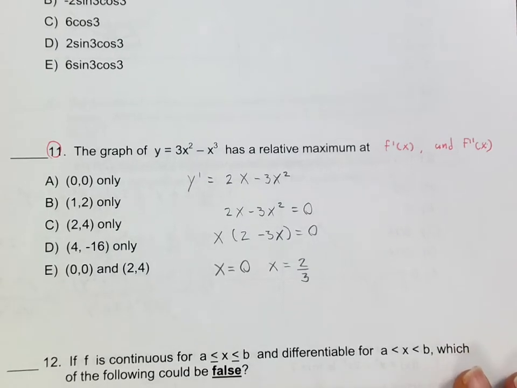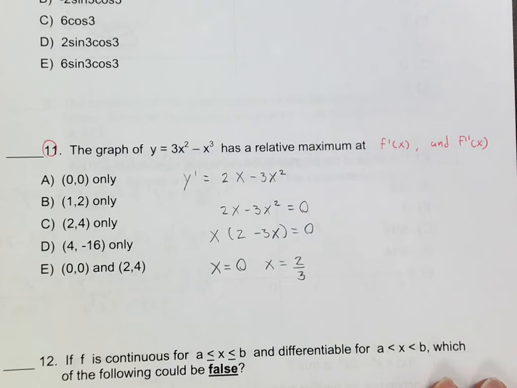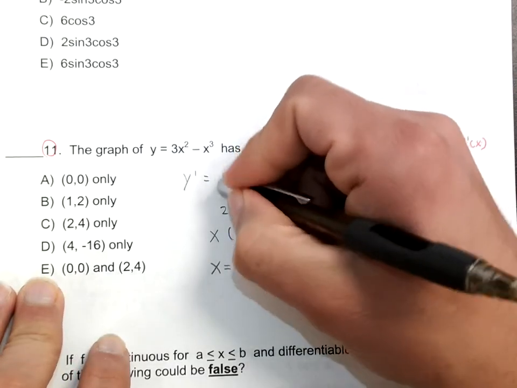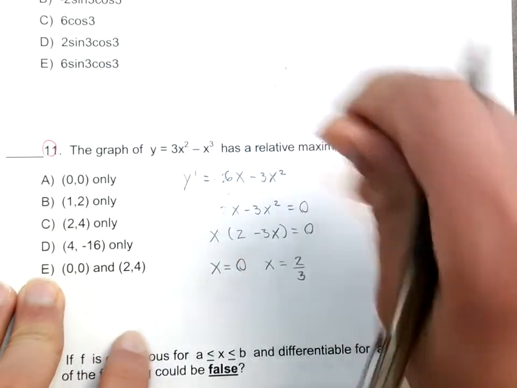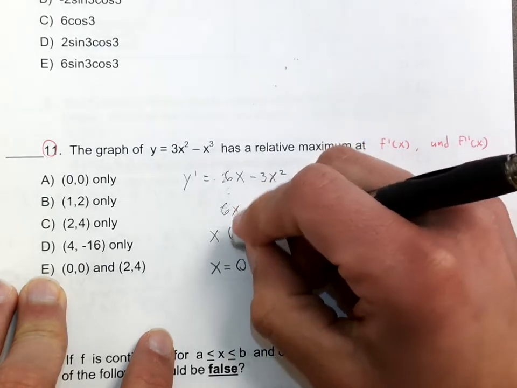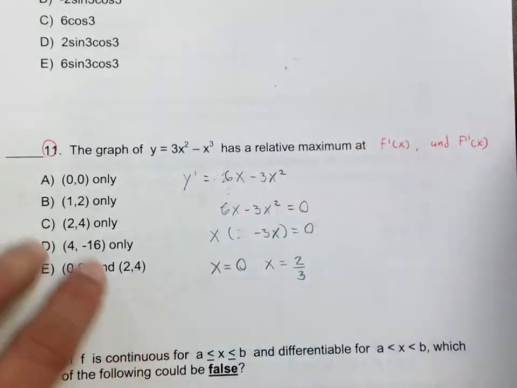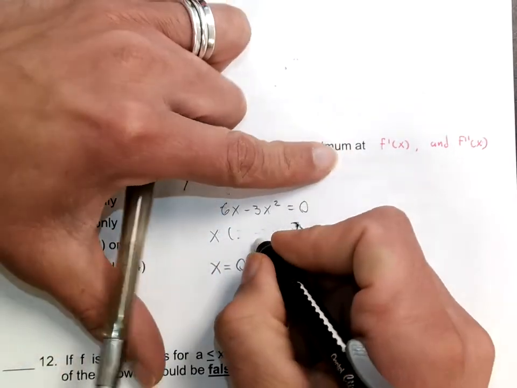Now, none of those answers say 2/3, so it's probably going to be 0, but let me make sure I didn't do anything wrong. Oh wait, I did do something wrong. That's going to be 6. And that's probably going to change my answer quite a bit. Yeah, so let me erase this. My apologies. Hopefully that's not too annoying.